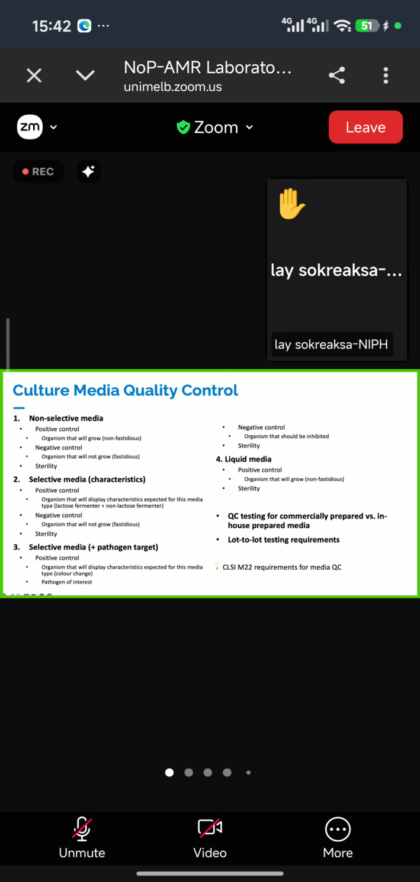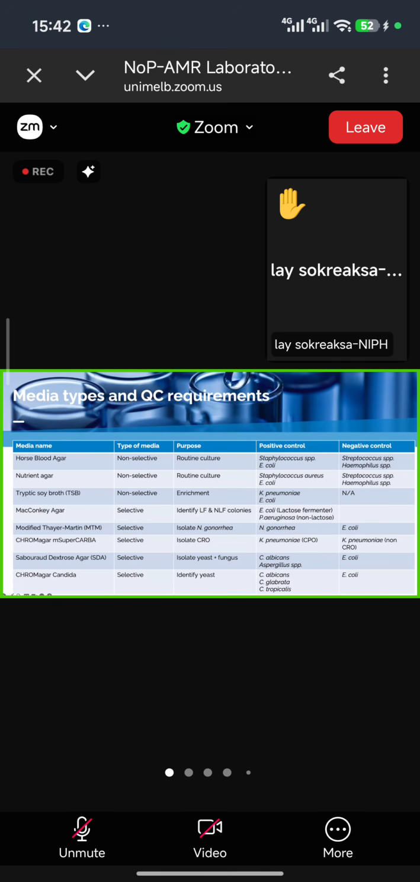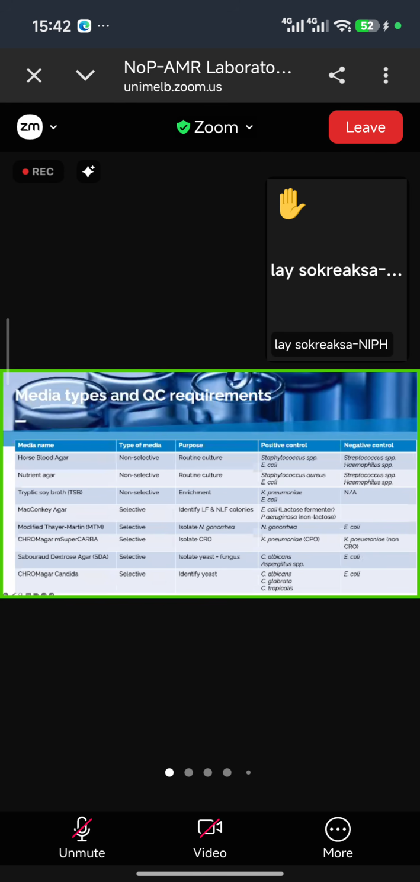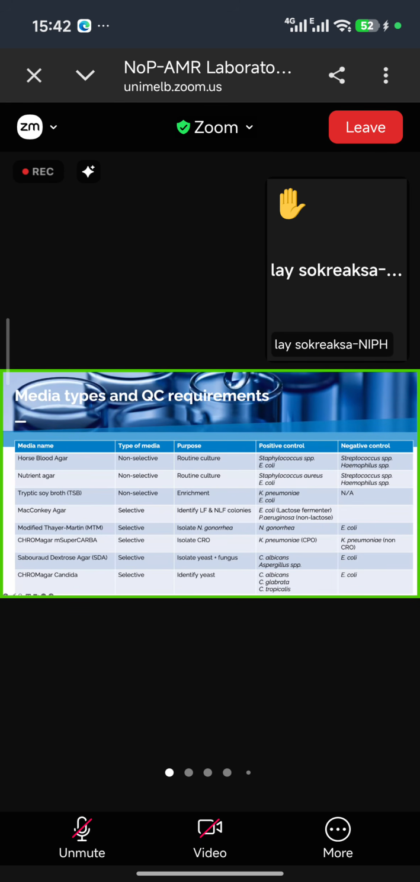Okay, based on your presentation, I saw that you presented the type of organism to use for the QC, but I did not see the number of strains, which ATCC strains we have to use, or do we just use the organism for the QC? Can you clarify on this?